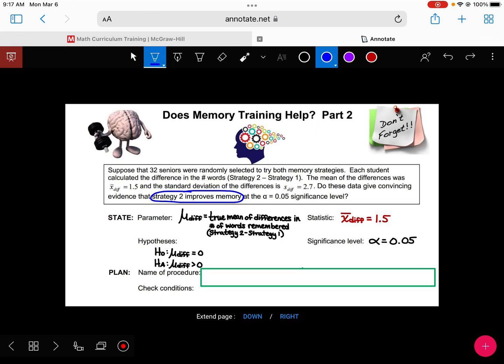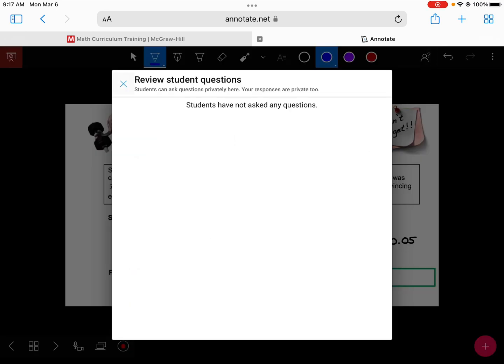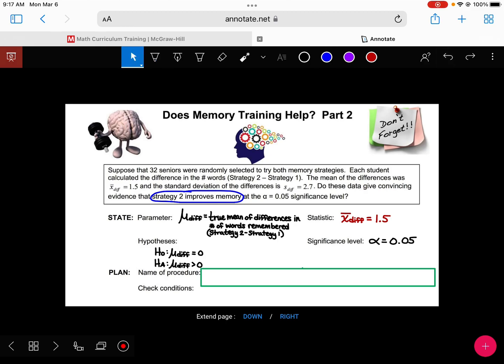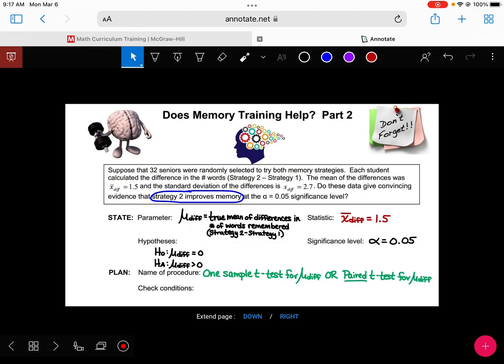What would the name of the procedure here be? One sample t-test for mu diff. There is also another way to state that. There's nothing wrong with the way you stated it. That would get full points. Sometimes you'll also see this referred to as a paired t-test for mu diff. Either one of those ways of writing it is correct. We have one sample, 2 pieces of information for each individual that was paired together and then subtracted. So we have one sample, or you could call it a paired t-test for mu diff.